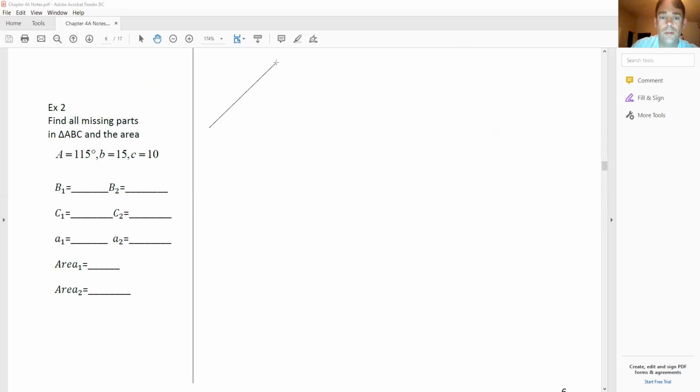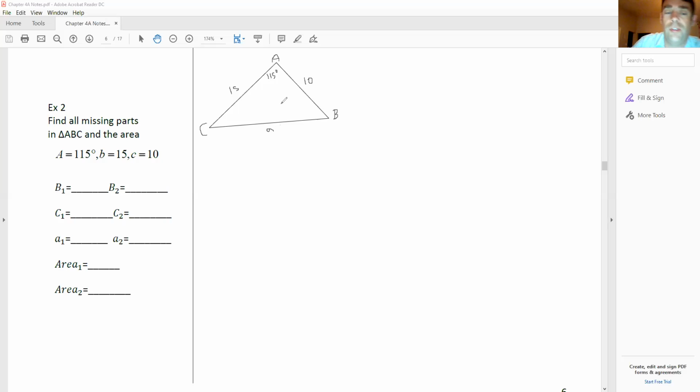First of all, we got to draw ourselves a triangle, figure out what this looks like. Looks like A is 115 degrees. I'll make this one A up here, 115 degrees. So little b is 15. Little c is 10. So I'm going to have to find angle B and angle C, and I got to find little a.